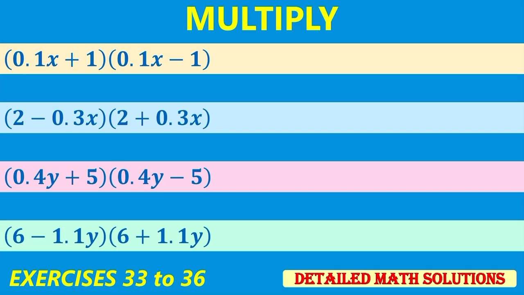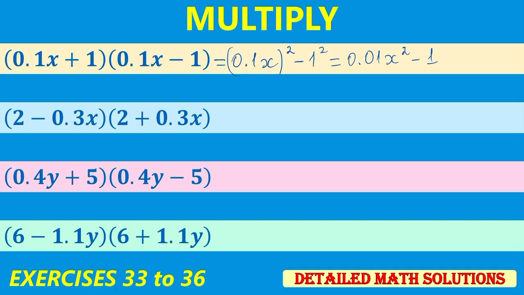Multiply (0.1x + 1) and (0.1x - 1). When I use the formula, this equals the first term (0.1x) squared minus the second term 1 squared, which equals 0.01x squared minus 1.